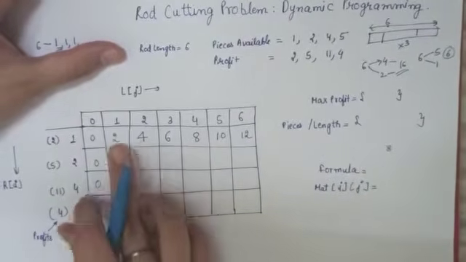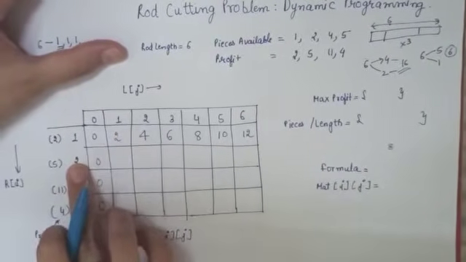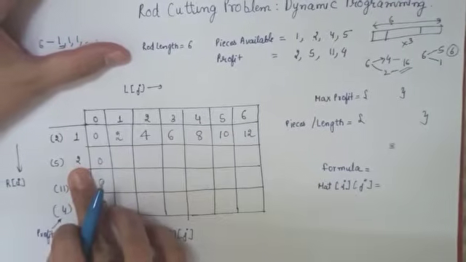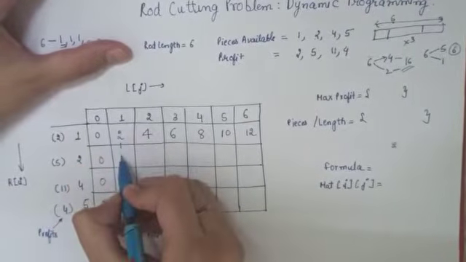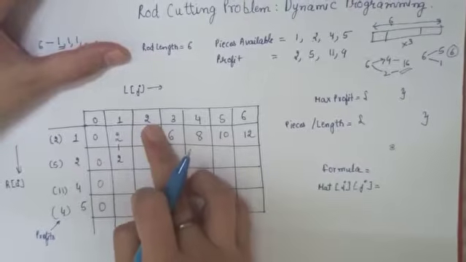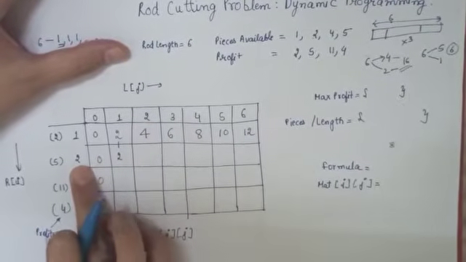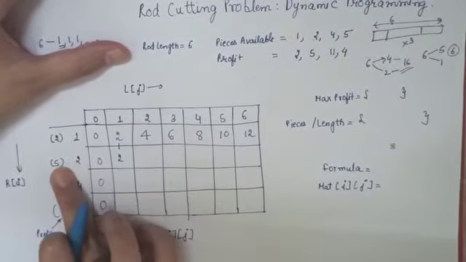Now come here. Rod of length 1 is given. Can we divide it into a rod of length 2? No. So we will directly take the value from above, that is 2. Rod of length 2 is given. Can we divide it into a rod of length 2? Yes. Profit will be 5.